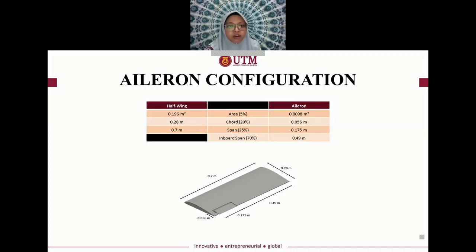Therefore, for this aircraft, we choose the aileron area to be 5% of the half wing area, the chord is 20% of the half wing, span 25%, and inboard span is 70%. And this is the illustrated wing of our aircraft together with the aileron.